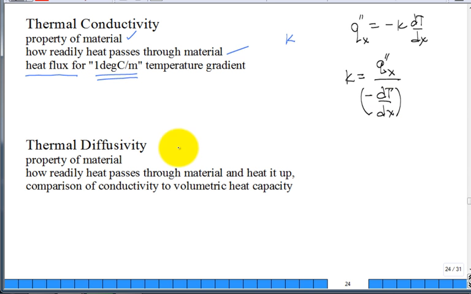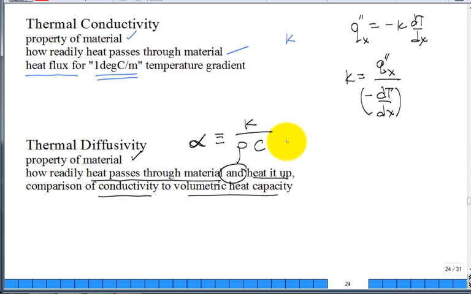Let me finish. There's another property, thermal diffusivity. Alpha is the symbol given for it. It's defined as the ratio of K, thermal conductivity, divided by rho and specific heat. It's a measure of the property of the material. But it indicates how readily heat passes through the material and heats it up. So if K is high and rho C is low, it easily passes it and it readily heats up. If K is low and rho C is high, it doesn't pass it very well, and it takes a lot of heat to boost the temperature, to change the temperature. It takes a lot to heat it up. So it's a comparison of conductivity and volumetric heat capacity, thermal diffusivity. It's just another material property.